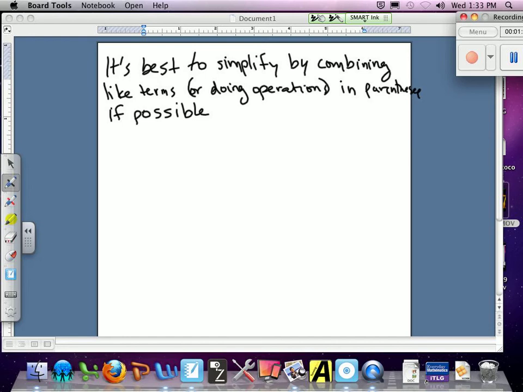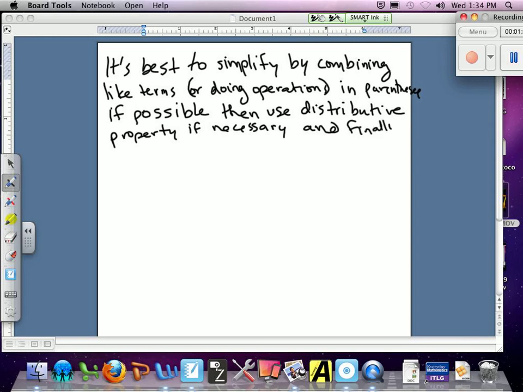Then if you still have parentheses because you can't do computations inside, you have x's and y's, can't add those together, then you're going to use your distributive property, if necessary. And finally, finish combining like terms.